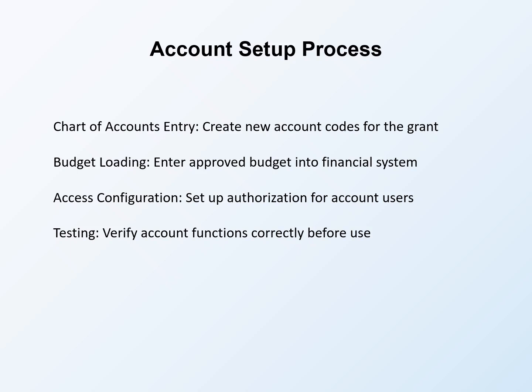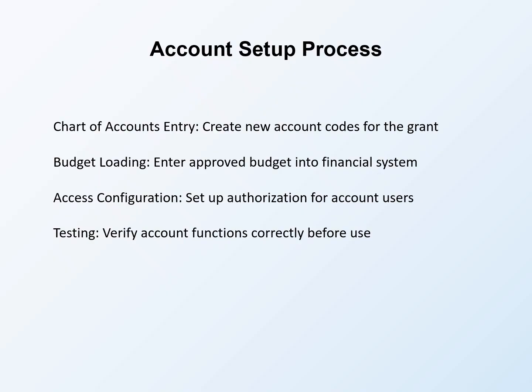Chart of accounts entry creates new account codes specifically for your grant. Work with your finance department to establish codes that identify this grant distinctly. Many organizations use a combination of grant number, funder identifier, and cost category codes. Consistent coding across your organization enables accurate reporting.